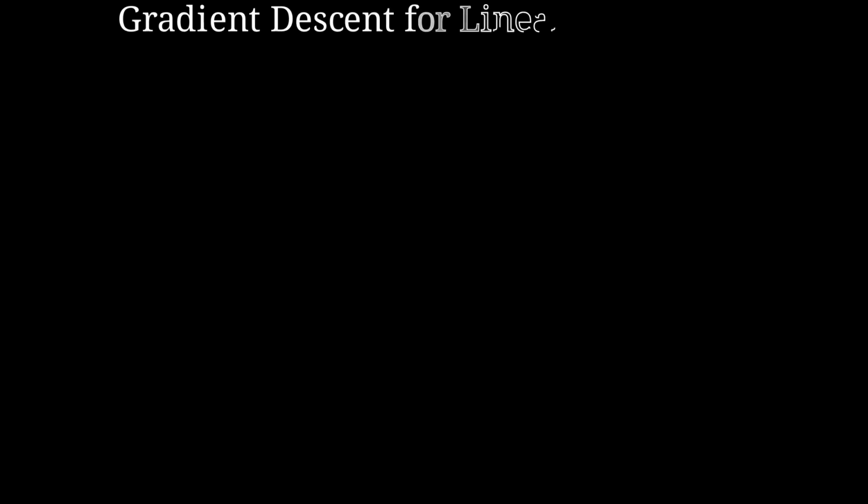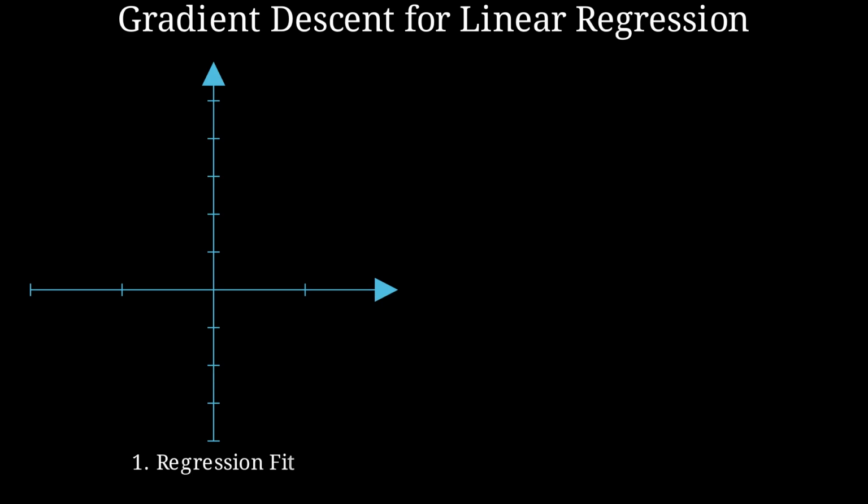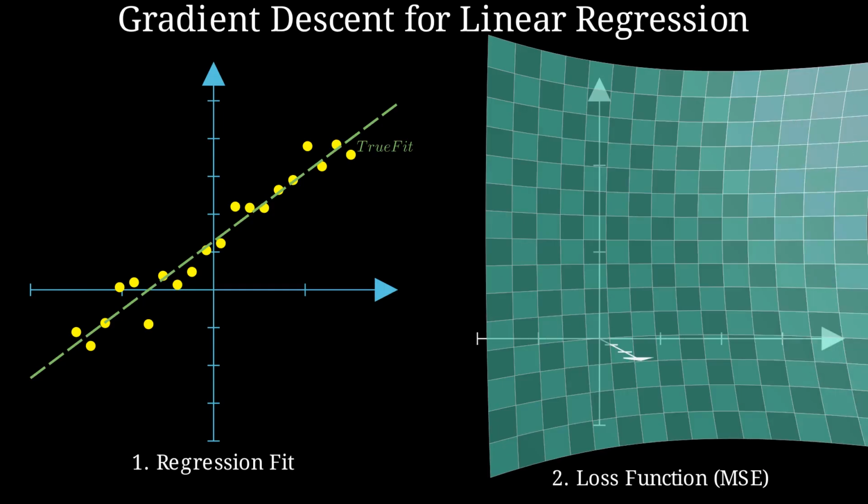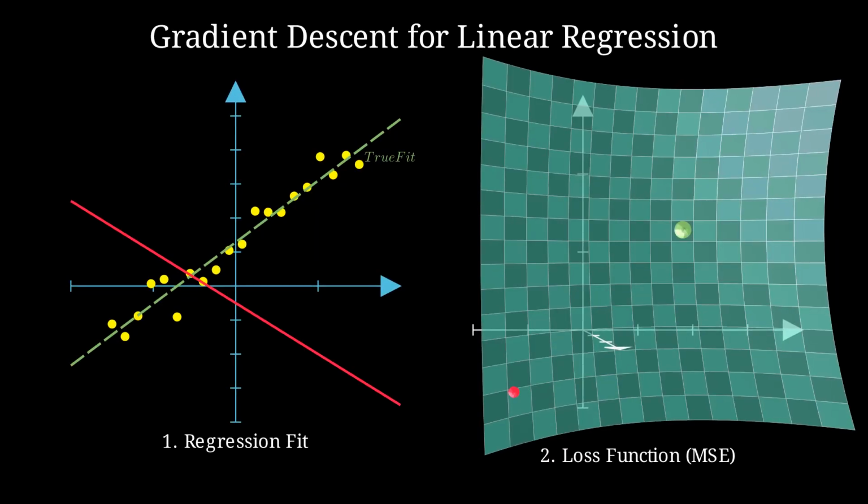For large data sets, computing the exact analytical solution can be expensive, so we use gradient descent. On the left are our data points and the ideal regression line. On the right is the loss surface, showing how error changes with slope and intercept. The green dot marks the global minimum. That's the best fit model. We start from a poor initial guess. Now let's watch gradient descent in action.